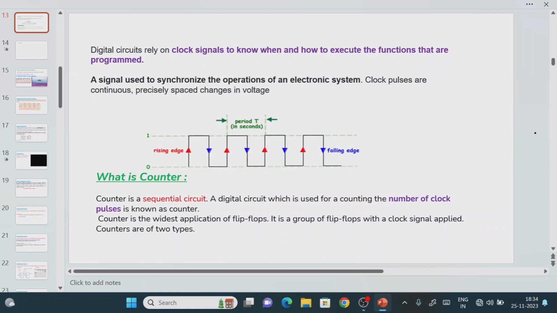So first we'll see what is the use of the clock signal or clock pulse. If you read this, any kind of digital circuit relies or depends on the clock signal to know when and how to execute the functions that are programmed. What I mean by this is, as in the previous classes we explained flip-flop, right? Suppose for example, I'm going to consider some S value something like this, some R value something like this, right?